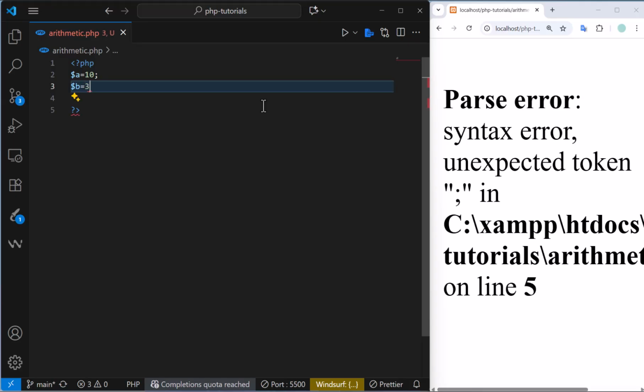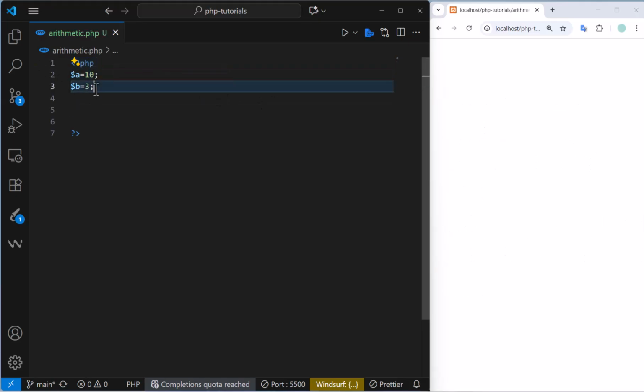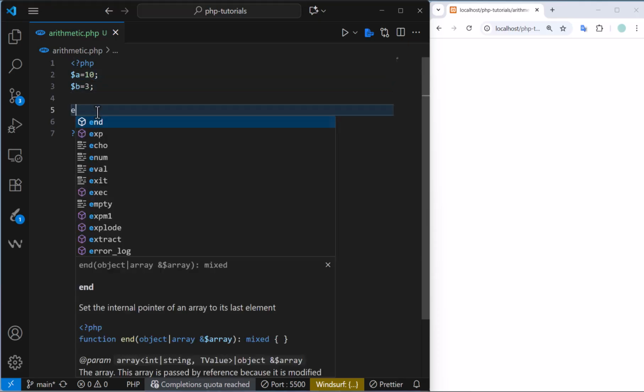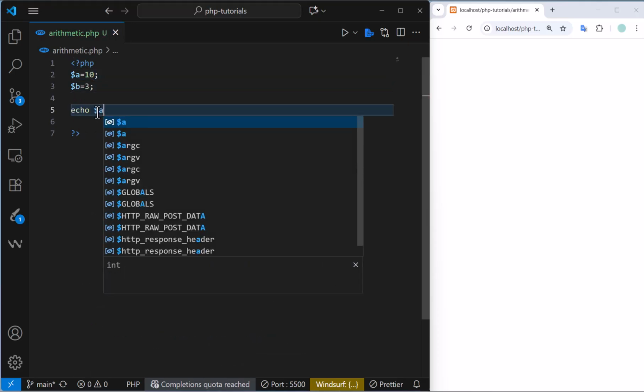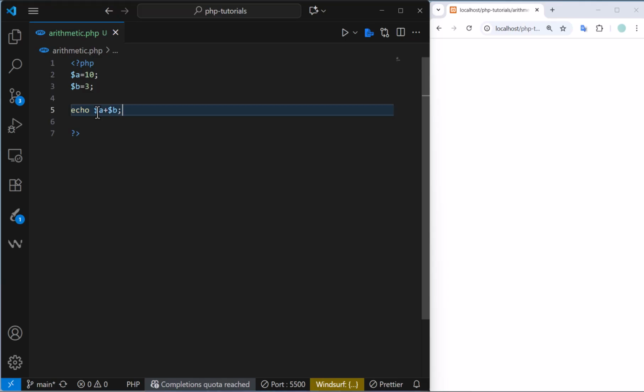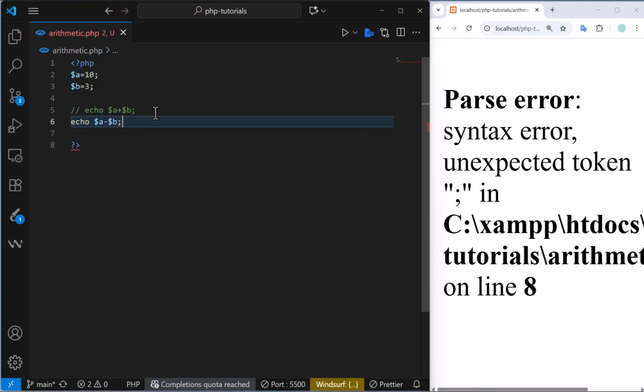$b with a value of 3. If I want to add these, 10 plus 3, in PHP, I can just type $a plus $b. So it will give me the result of the sum of these. And if I want to subtract them, I will just type $a minus $b.